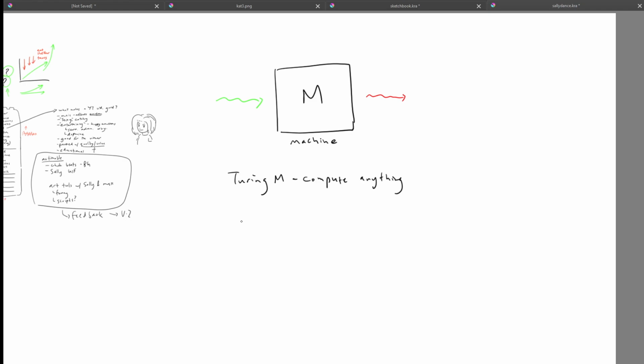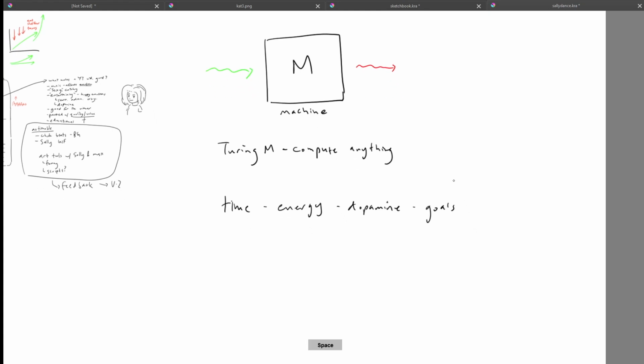And there's only four: time, energy, and this is where the human element comes in, dopamine, and this is the very, very human element, which is goals. So time is basically a constant, practically, when it comes to human endeavors.